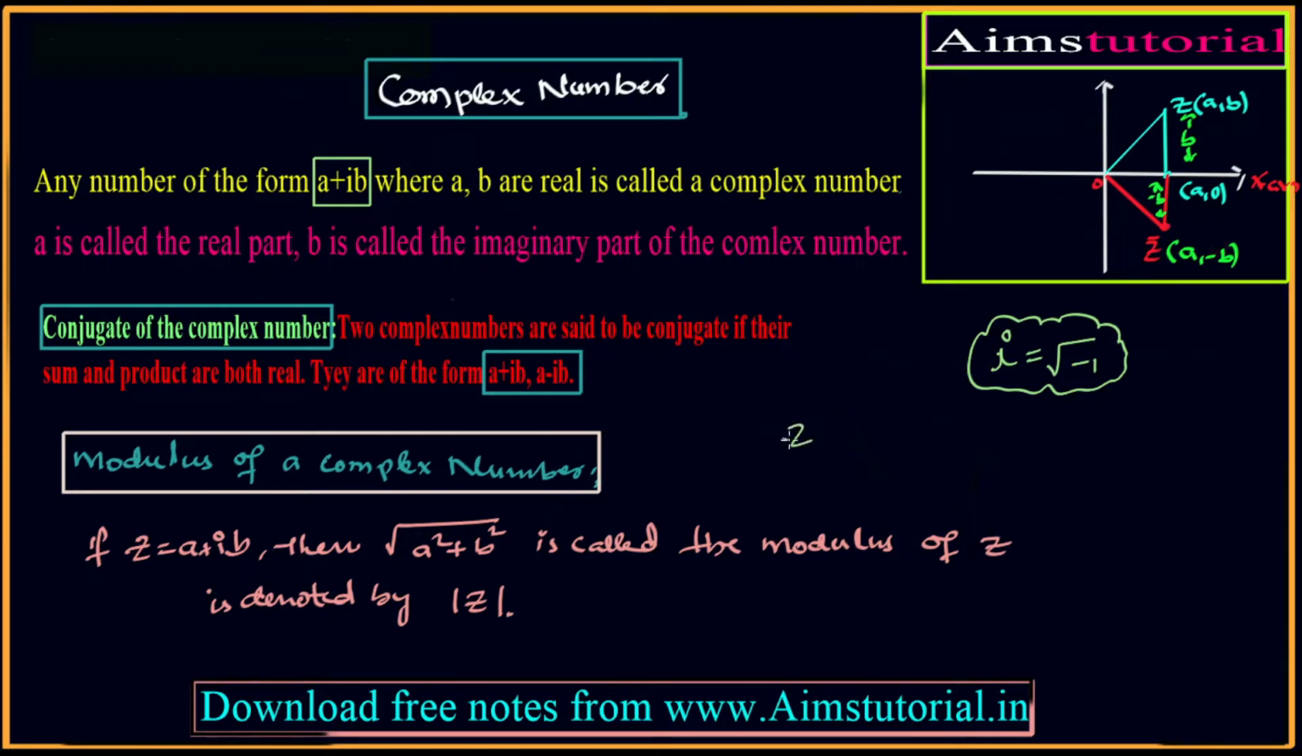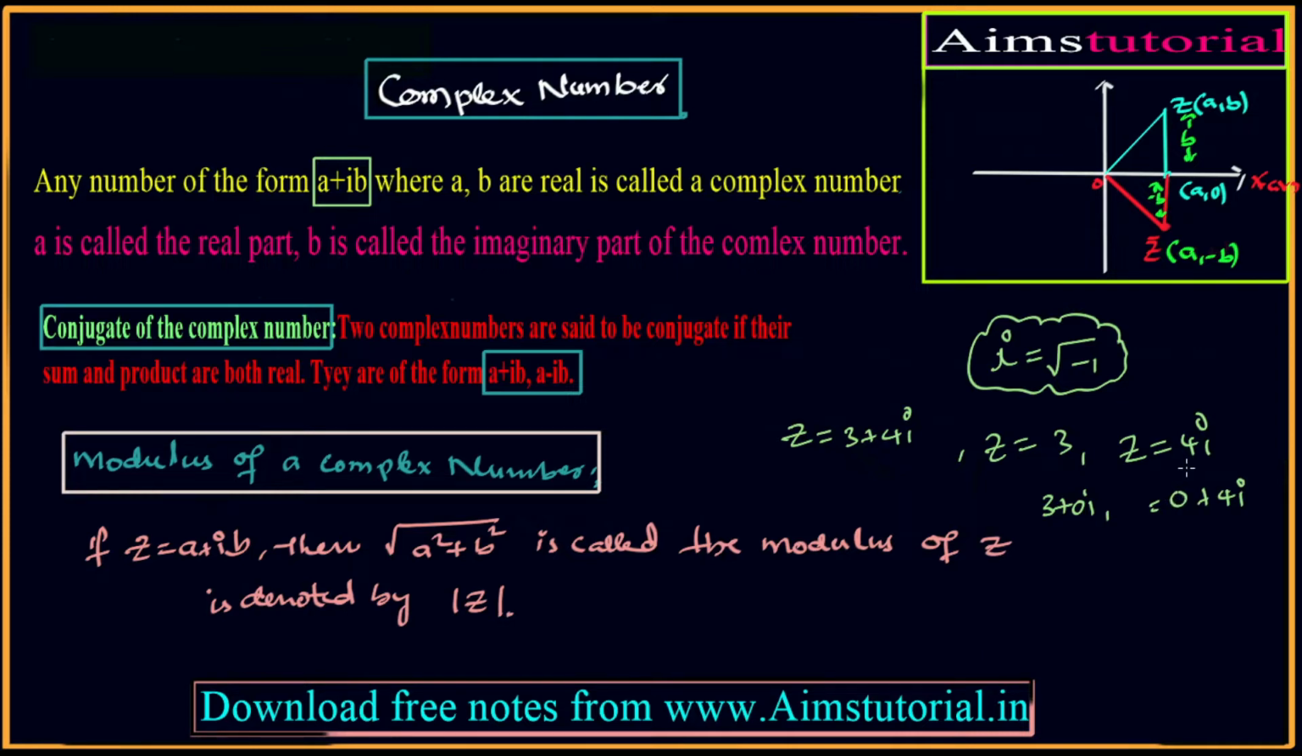For example, complex numbers are generally denoted by z. So 3 plus 4i is a complex number. z equals 3 is a complex number. z equals 4i is also a complex number. This 3 we can write as 3 plus 0i, therefore it is a complex number. 4i we can write as 0 plus 4i, therefore 4i is also a complex number.